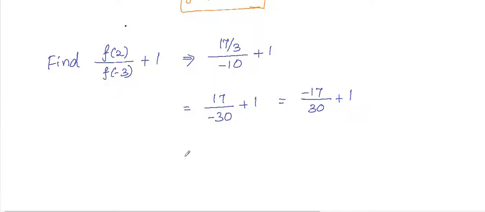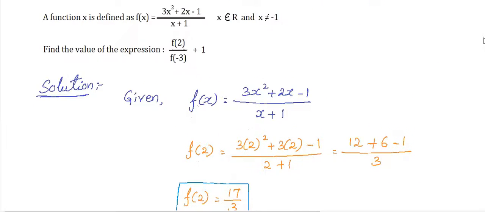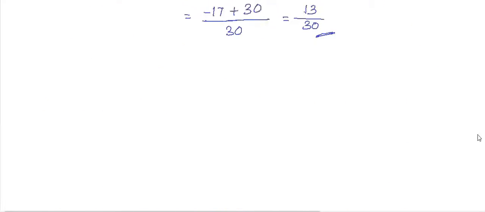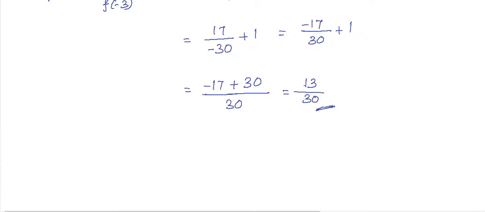So it can be written as minus 17 divided by 30, plus 1. So minus 17 plus 30 divided by 30. So minus 17 plus 30 becomes 13. So 13 divided by 30. So the value of f of 2 divided by f of minus 3, plus 1 is 13 by 30. I hope you understand this question.